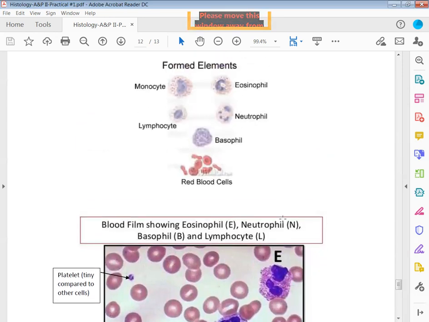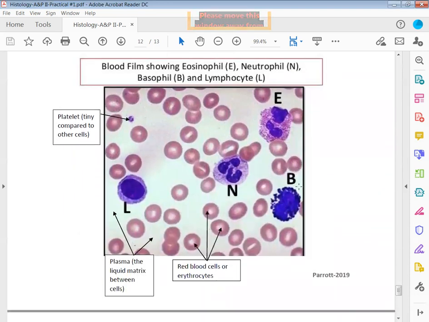So let's go through some of them now. Okay, this one here that is very lobed nucleus, that is called a neutrophil. In a neutrophil, you have very light granules in the cytoplasm, but a very lobed nucleus. It's called a neutrophil because the little granules are staining a neutral stain, so they're not very distinct.